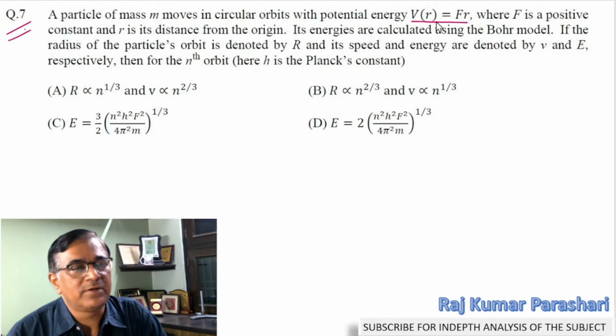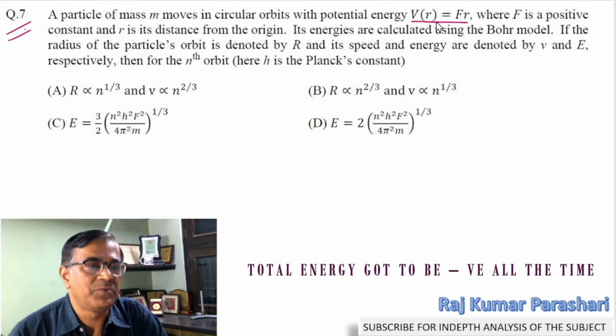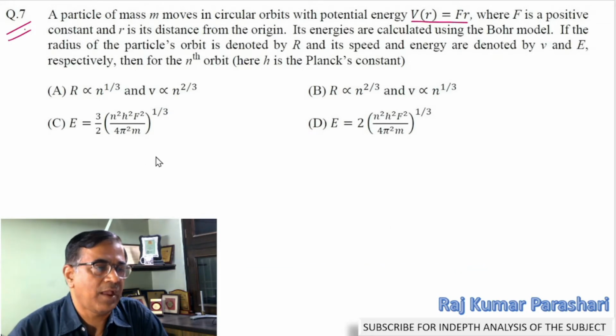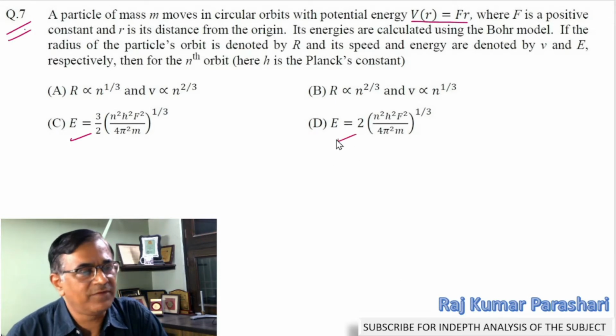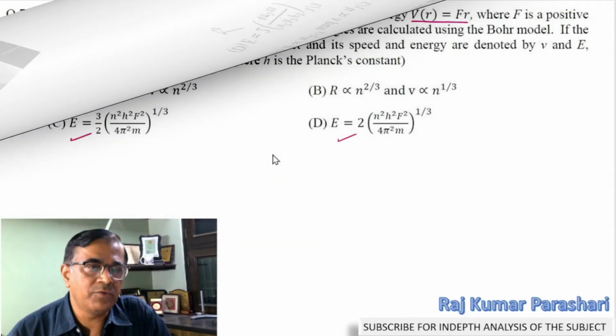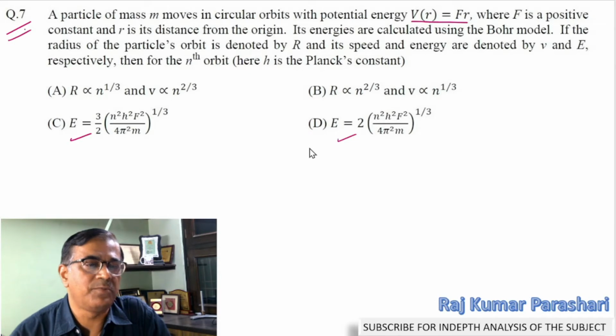When a charged particle, or for that matter any particle, is following a circular path, the total energy has to be negative all the time. As I could see in these two options, the total energy is positive. This is totally ridiculous. I had to start the solution of the problem taking potential energy to be negative on the first side to make this problem practical.